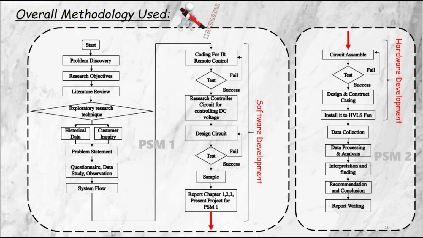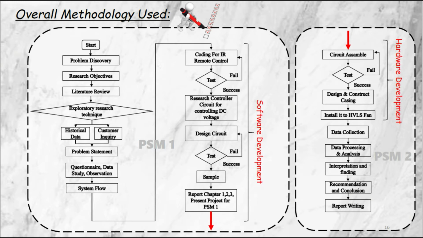An IR remote controller is attached to the Arduino Uno, and then I test. After succeeding on the coding, I do some research for the controller circuit for controlling DC voltage and design the circuit with Proteus 8 Professional. Then I test until I succeed and get some samples, and then I write the report for chapters 1, 2 and 3 and present this project proposal for PSM1.